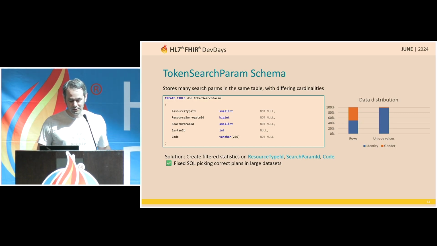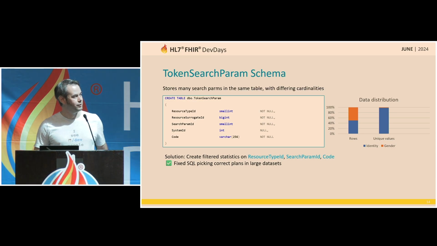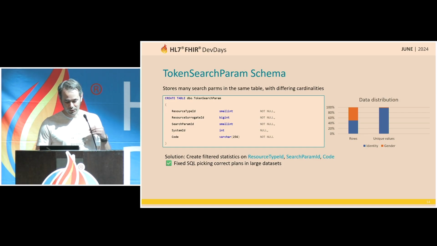We were able to create filtered statistics on three of these columns: the type, the search param, and the value code. So now it had a very good idea about the cardinality of the search you're about to do, and it would, I think, always pick the correct query plan going forward. That one, to us, was a really good enhancement, and it improved searches on vast quantities of data going forward.